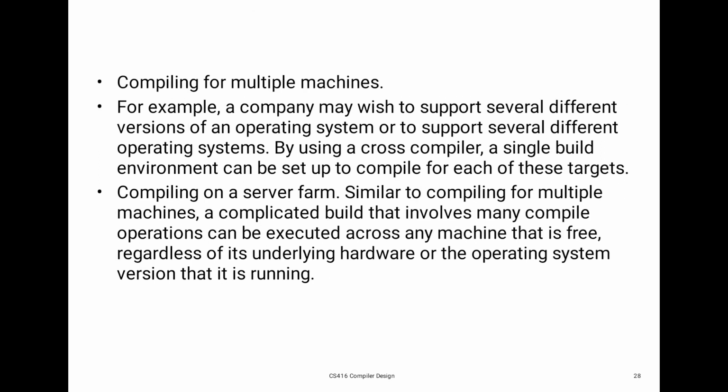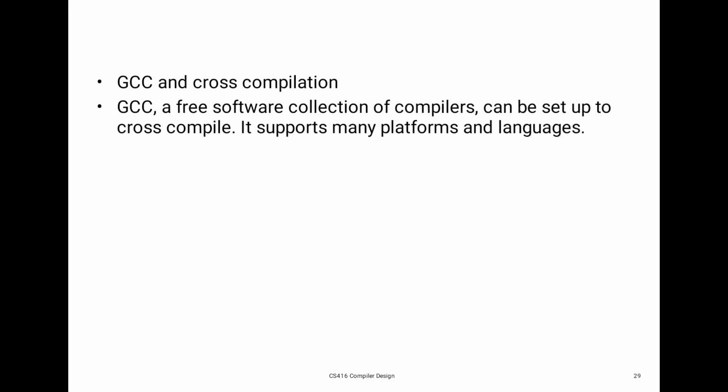Next, compiling for multiple machines. For example, a company may wish to support several different versions of an operating system or to support several different operating systems. By using a cross compiler, a single build environment can be set up to compile for each of these targets. Compiling on a server farm is similar to compiling for multiple machines. A complicated build that involves many compile operations can be executed across any machine that is free, regardless of its underlying hardware or the operating system version that is running.